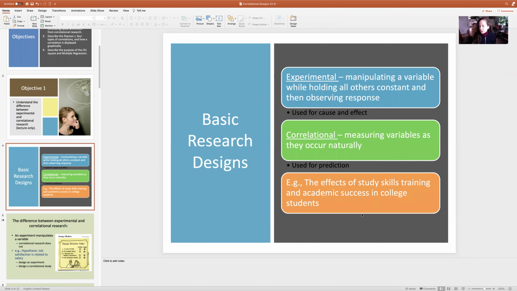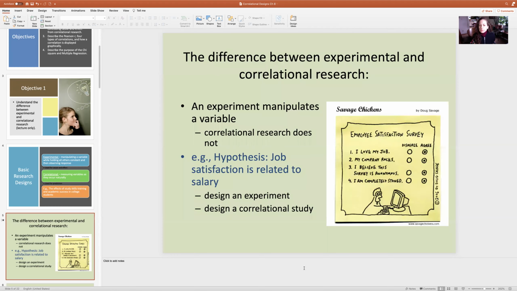In a correlation, all we do is measure two or more variables as they occur naturally. That is used to see if one variable predicts the other, if from one variable we can guess what the other one is. Let's get into some examples. Again, the experiment manipulates a variable, and a correlation does not manipulate a variable.